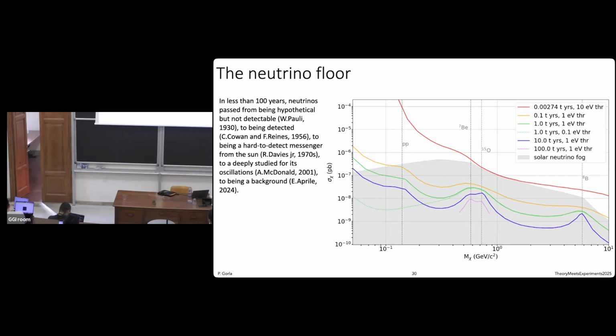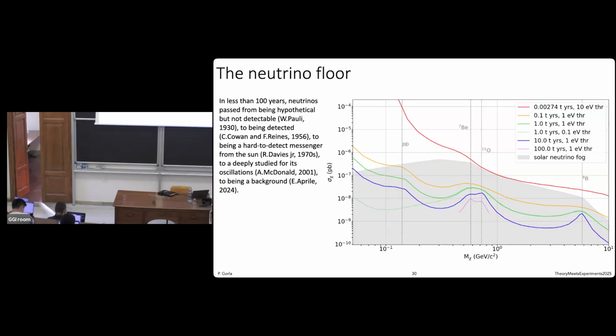And basically, in less than 100 years, the neutrino passed from being a hypothetical but not detectable particle. You probably remember the comments of Pauli about making the hypothesis of a particle to explain what they saw at that time to the radioactive community, that it cannot be detected. Then it was actually detected just 25 years later by Cowan and Reines. Then it became a hard-to-detect messenger from the sun. In, let's say, the 70s, Ray Davis Jr. made the first detection of solar neutrinos with the chlorine experiment in the Homestake mine in South Dakota in the US.